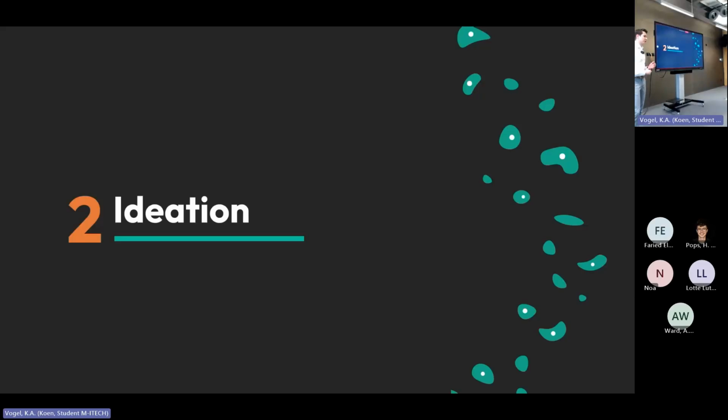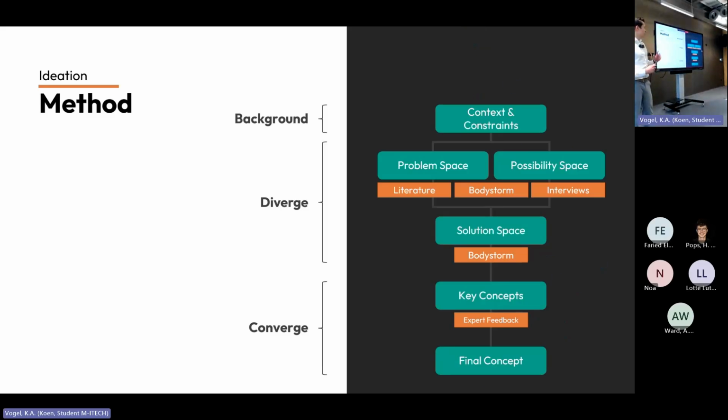Let's start our design process. This is the method that I'm going to use, or that I used. It's a typical brainstorming method where you start with a lot of ideas, which can be filtered down to arrive at one final concept, which is conventional.